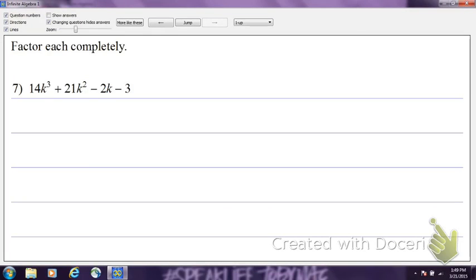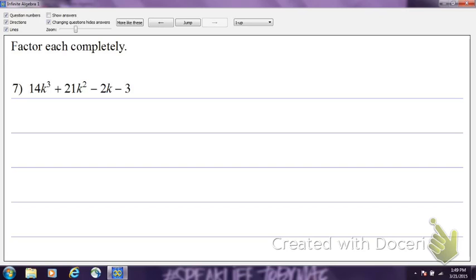This type of factoring is called factoring by grouping. I know it's factor by grouping because it has 4 terms and it doesn't tell me to factor out just the common factor. When I also look through, I don't see a common factor of 14, 21, 2, and 3. So I do always want to look for that perfect factor.